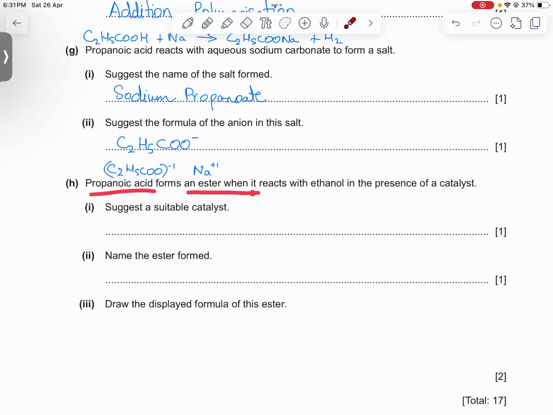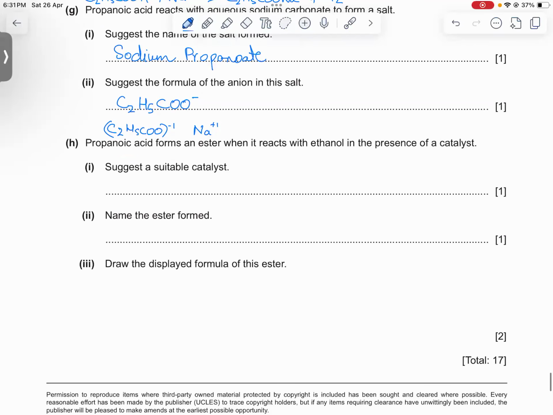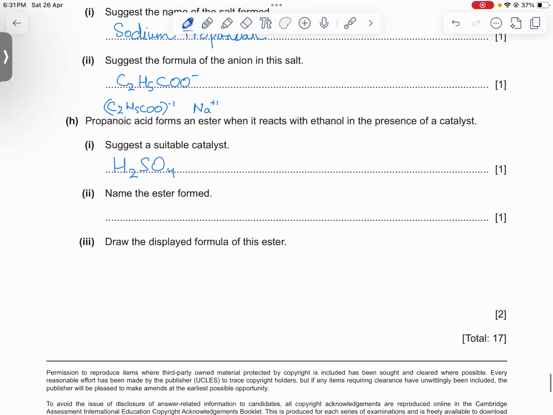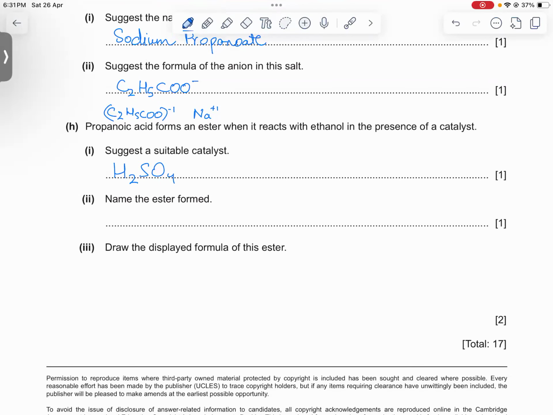Next, propanoic acid forms an ester when it reacts with ethanol in the presence of a catalyst. Suggest a suitable catalyst. So we want to know about the catalyst. The catalyst and the dehydrating agent is H2SO4, right? So H2SO4, sulfuric acid. Sulfuric acid is a very famous dehydrating agent and a catalyst used in the manufacture of esters. All right. Next, name the ester formed.